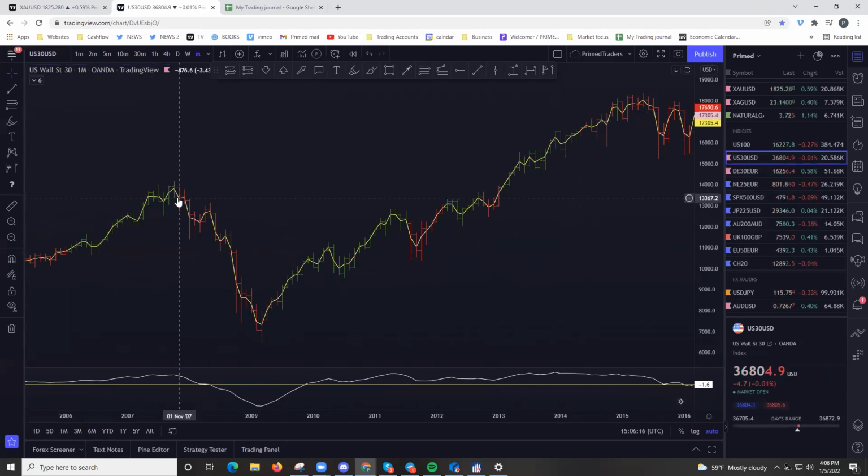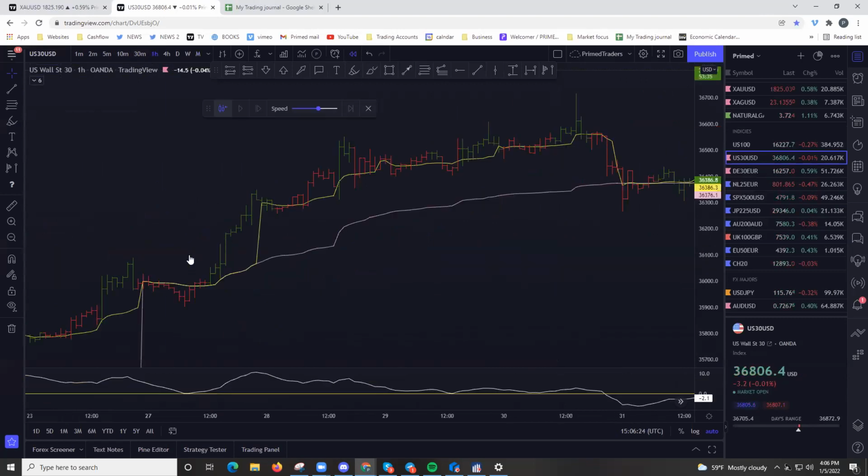You see that's 1st of October. This is 1st of November. So in November, we started going down, right? So for example, you can go down to the 1 hour chart and go replay and find 1st of November.